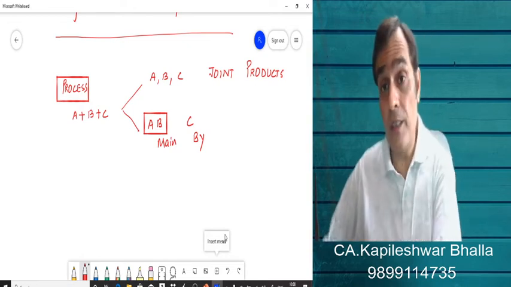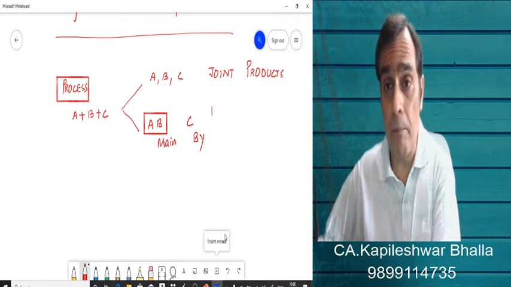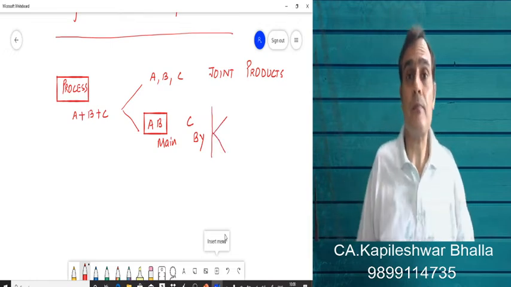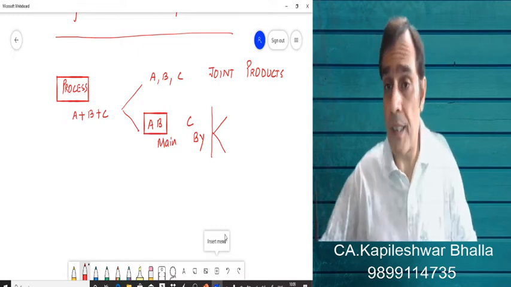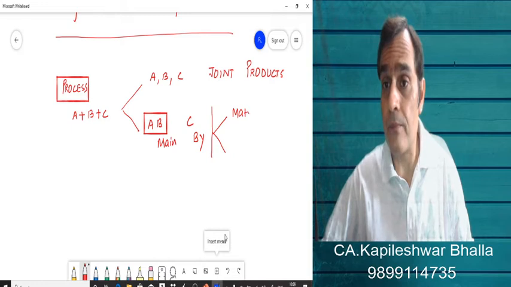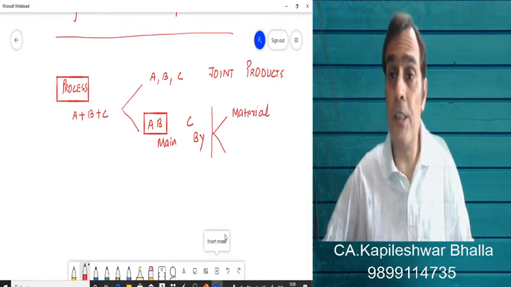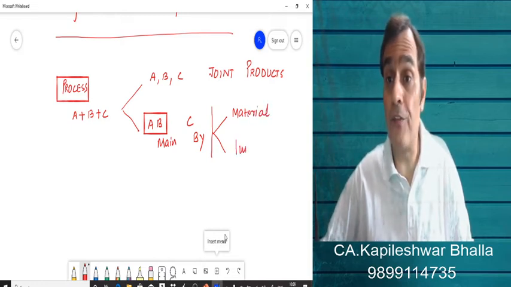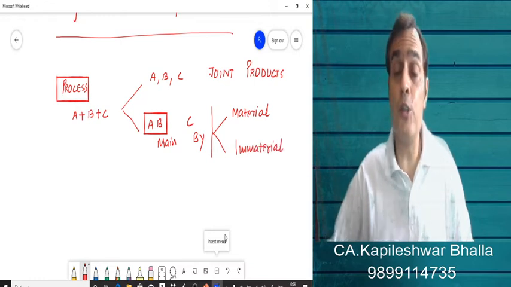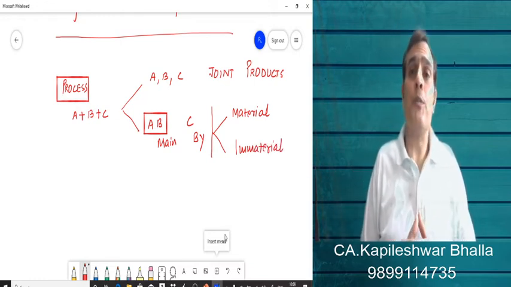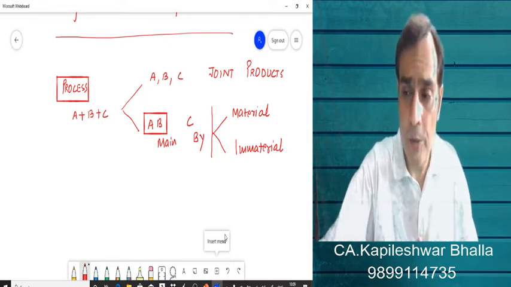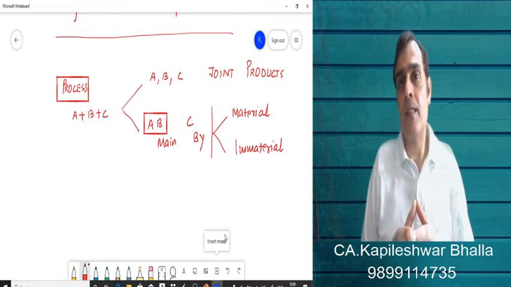Now, if you further recall, in terms of main and byproduct there were two kinds of situations. One is, we used to say that the byproduct is material in nature. And the other is, we used to say that the byproduct is immaterial in nature. So there used to be two cases. Now let me remind you, what was that concept?